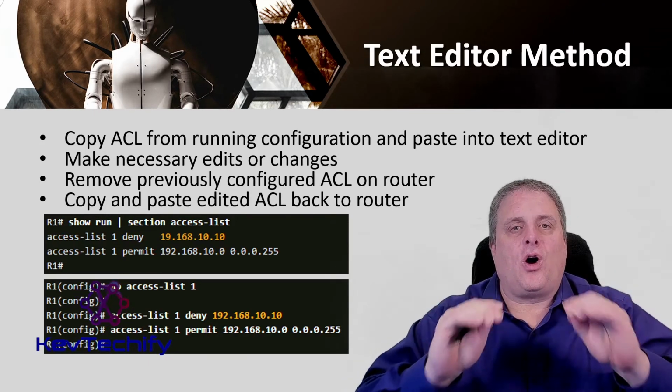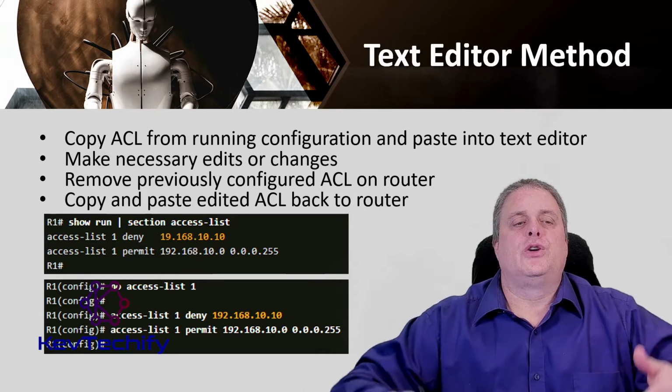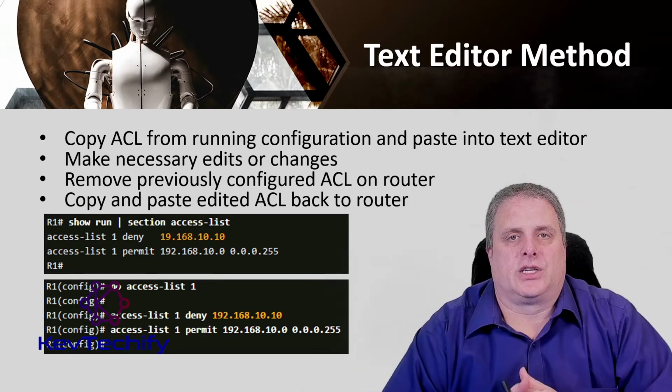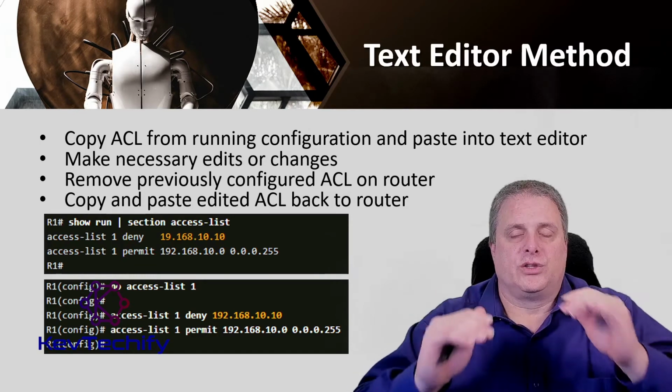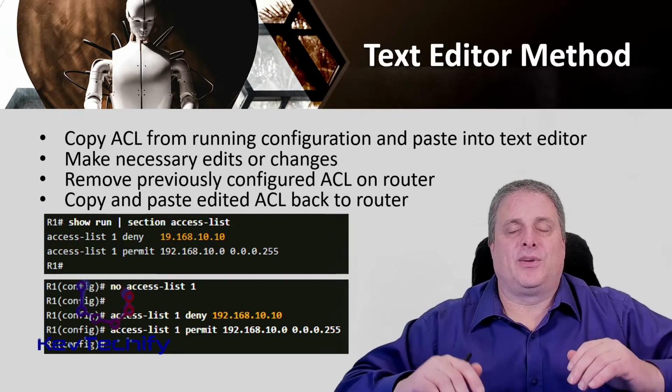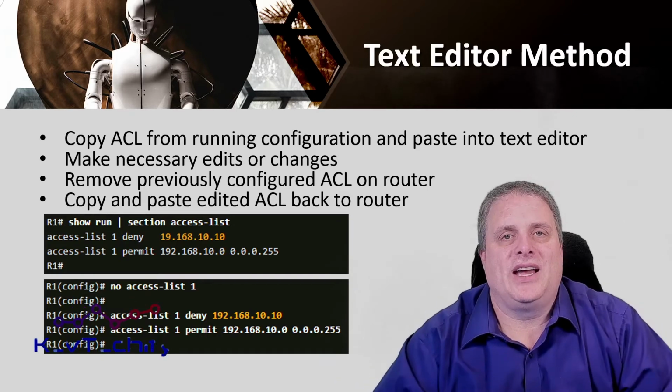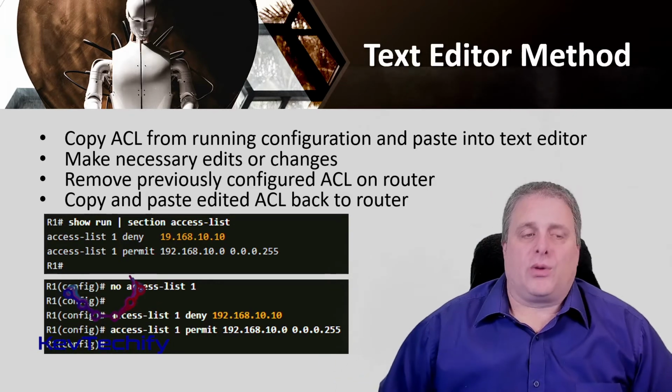Once you have that all done, then what you need to do is go and remove that access control list from the router where it's running right now. Once it's removed, then you can go ahead and copy and paste from your text file that new ACL, that modified ACL, back into the router.